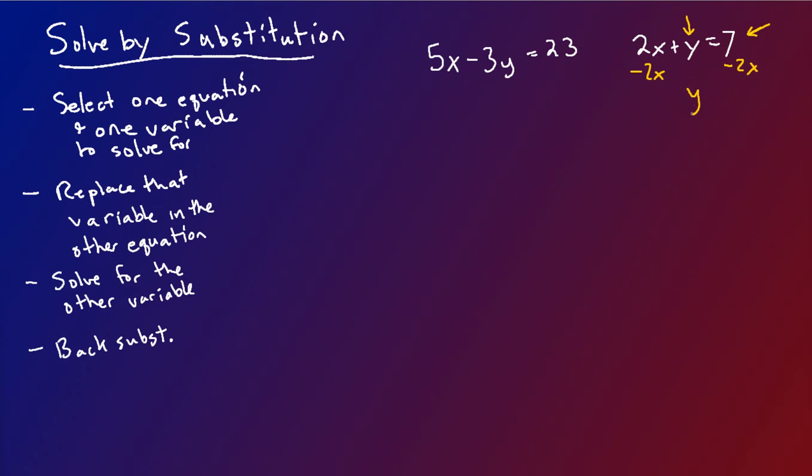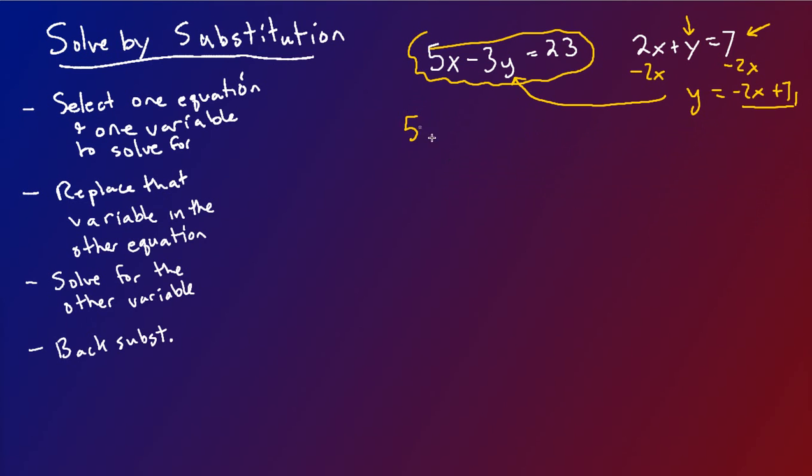In this equation, I get y equals, and I'll just put this in order, negative 2x plus 7. I can't combine those, they aren't like terms. So now, doing the next step, replace that variable in the other equation. So this is the other equation. Now I just solved for y, which means I'm going to take all this stuff and put it in for y over here. So I have 5x minus 3. Now I'm going to want to do this in parentheses. Negative 2x plus 7 equals 23.